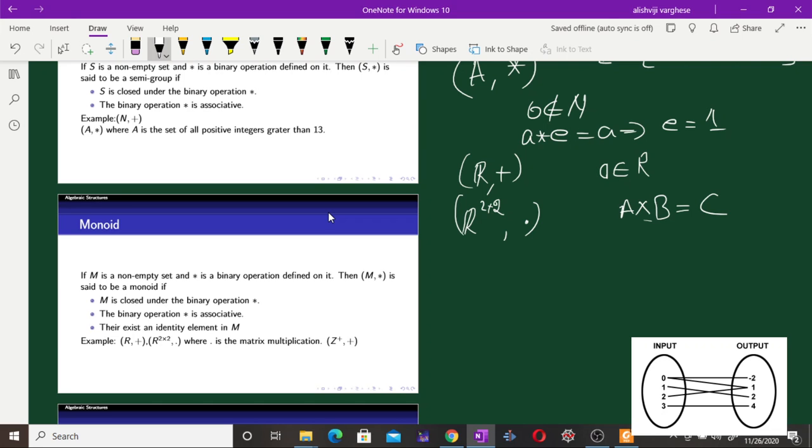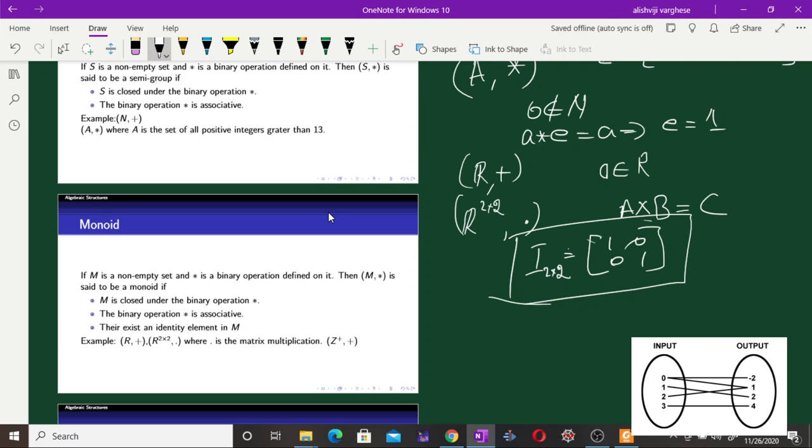So it is closed. It's associative. Matrix multiplication is associative, and it has an inverse for some elements. Anyhow, there's an identity element under multiplication, which is nothing but [[1,0],[0,1]]. That will work as an identity element under matrix multiplication, and usually it is denoted by I 2 by 2. So this is the identity element here, and therefore R raised to 2 by 2 under matrix multiplication is a monoid.